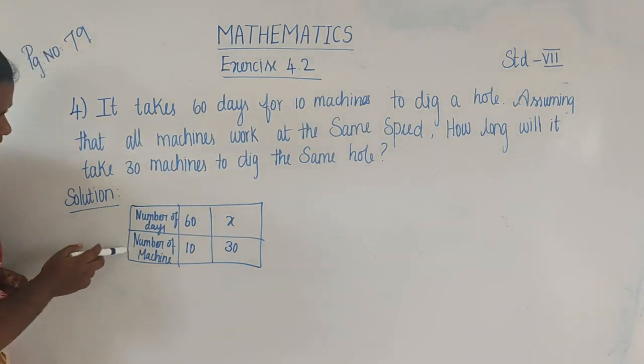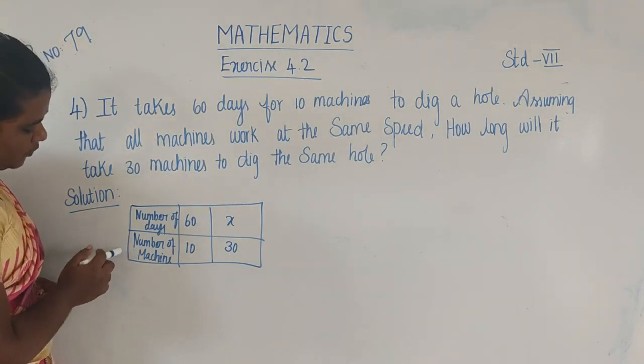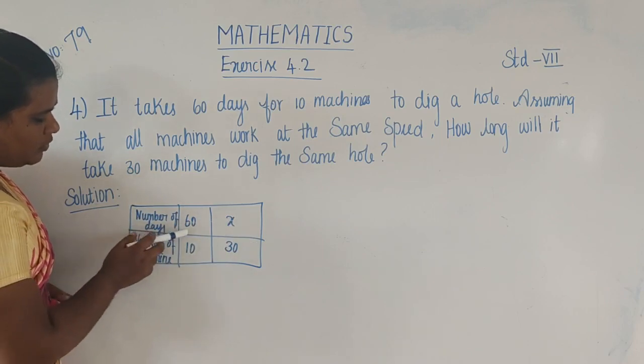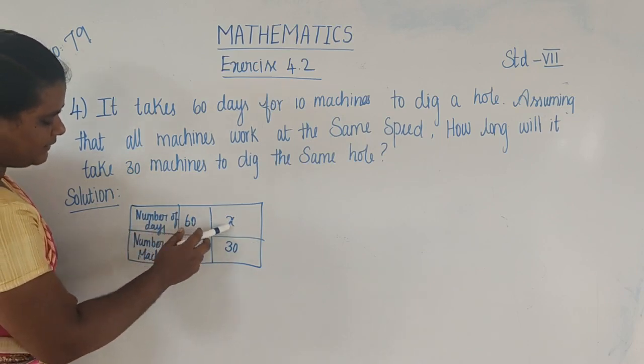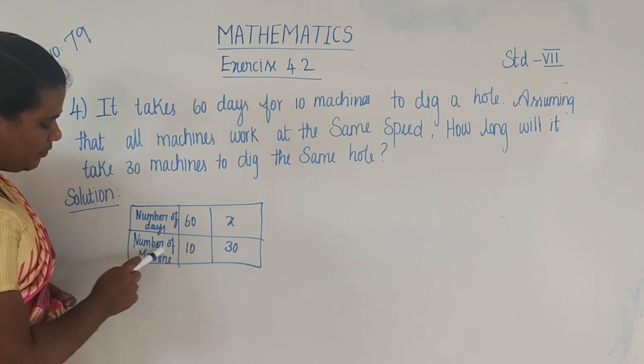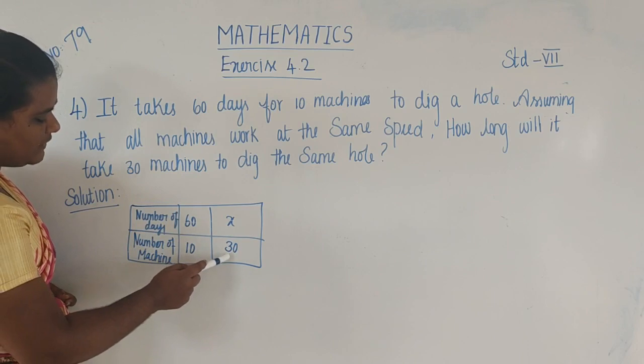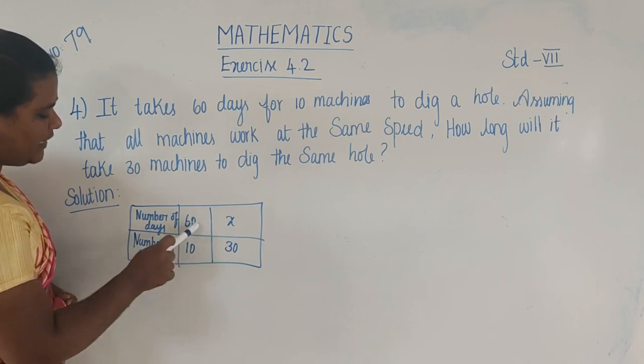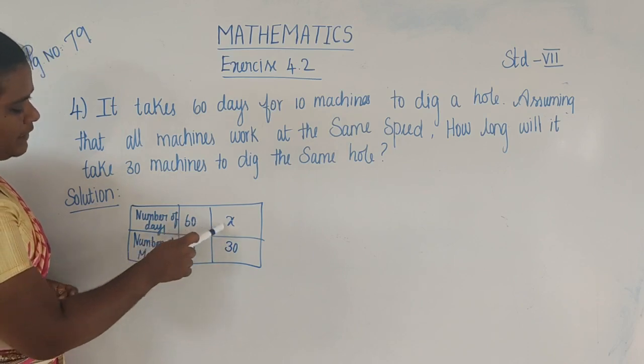Look at this table. Students, look at this table. This first row says number of days: this one is 60 and this one is 6. The second row is number of machines: this one is 10 and this one is 30. So the number of machines is increasing, so the number of days must be decreasing.